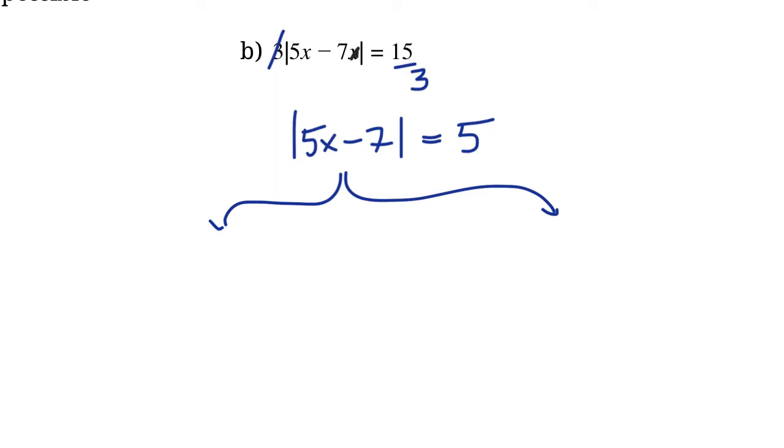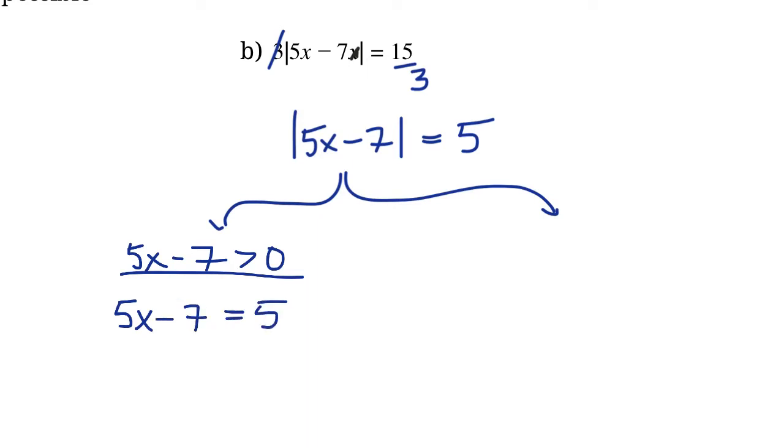And this happens basically when this is positive, right? So it's like when 5x minus 7 is greater than 0. We're going to have this positive case because that's when the thing in the absolute value evaluates to a positive number. When that's the case, we are going to have basically our regular function. 5x minus 7 is equal to 5, and we can solve that function pretty easily.